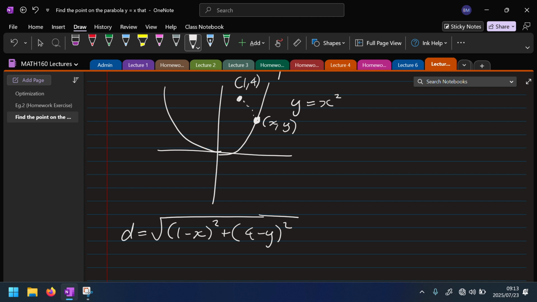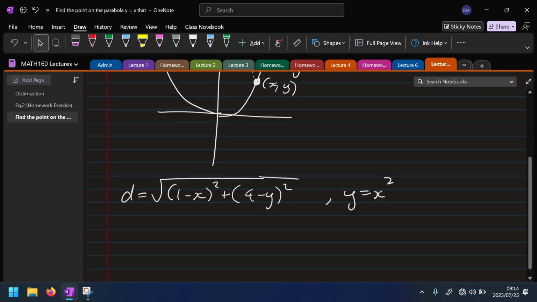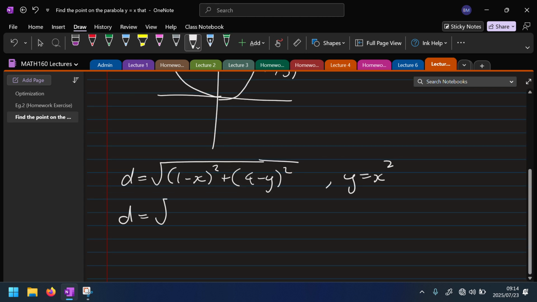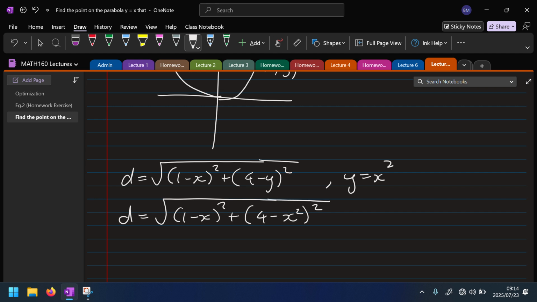Now this is a function of 2 variables. We've got an x, we've got a y. That is not going to work out. We need a single variable. So either we eliminate x or we eliminate y. Which one's easier to eliminate? Y. Why do we eliminate y? Because it's the function, yeah. So y equals x squared. We can put that in. So here d is equal to the root of (1 minus x) squared plus (4 minus x squared) squared.